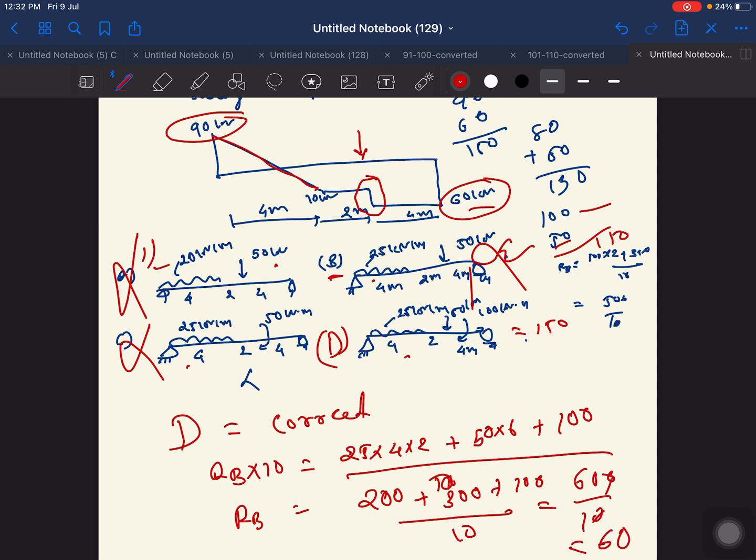That's why this one is 60, and subtracting from the total load, RA is equal to 150 minus 60. That's why this is your 90. So this one is the correct answer.